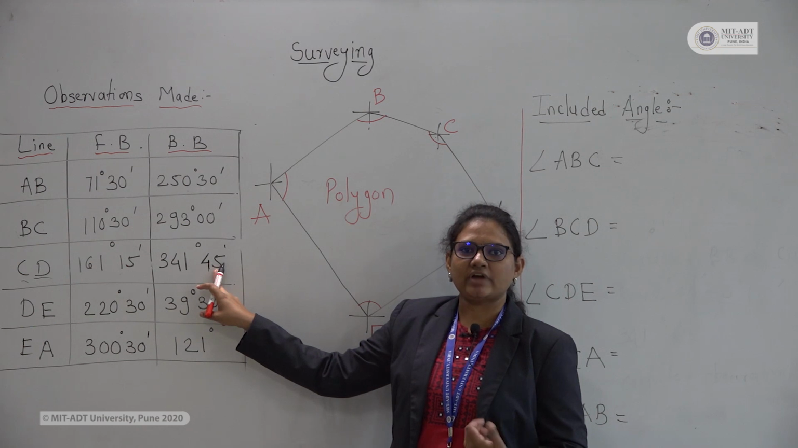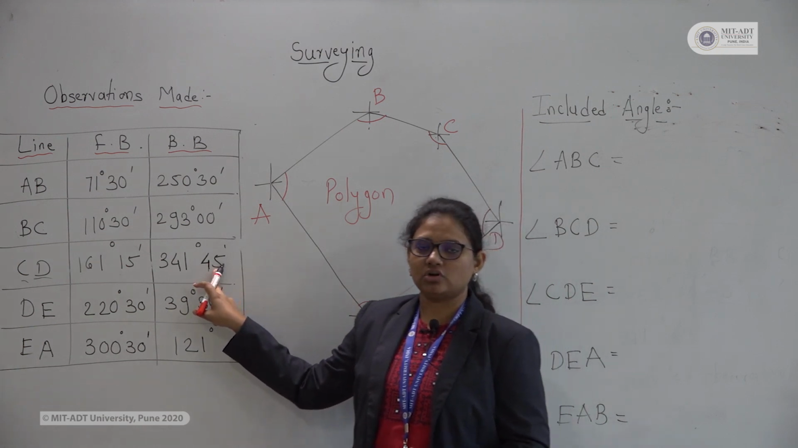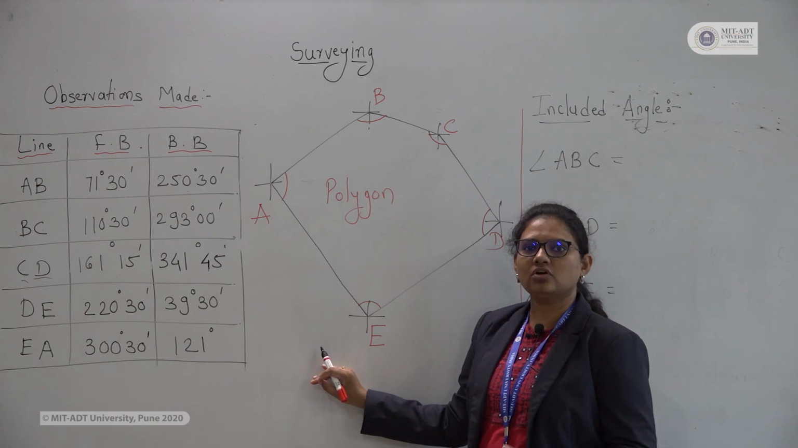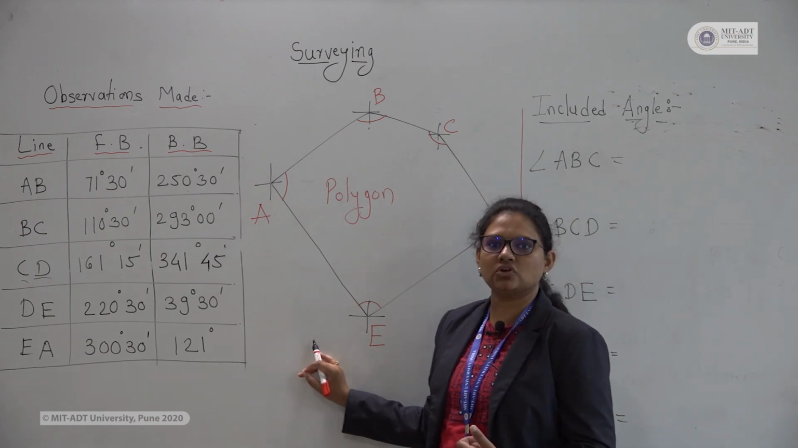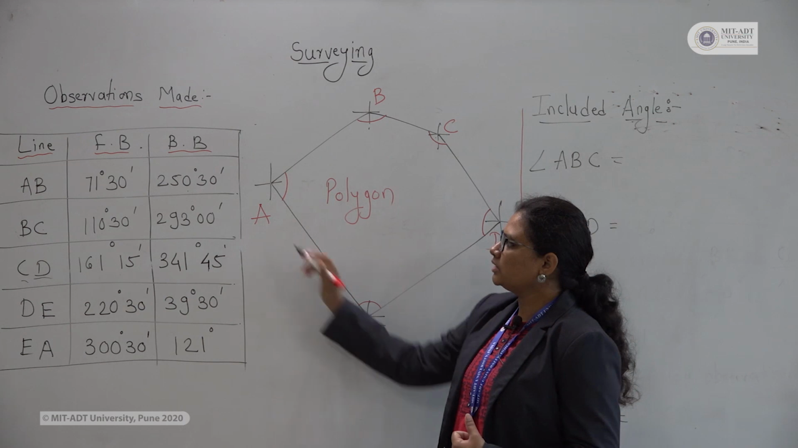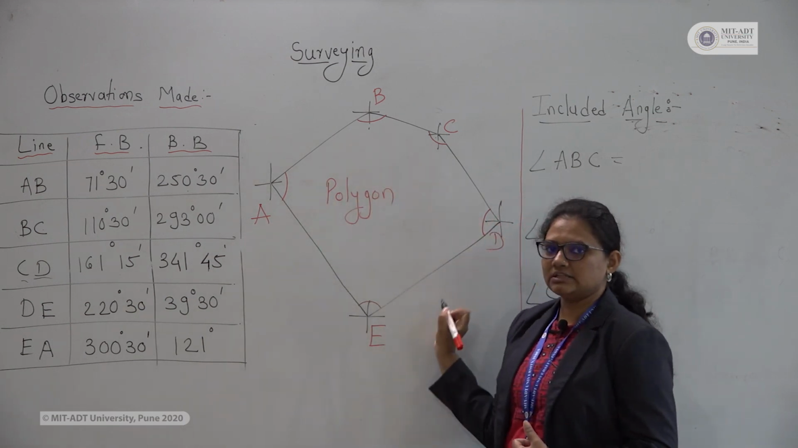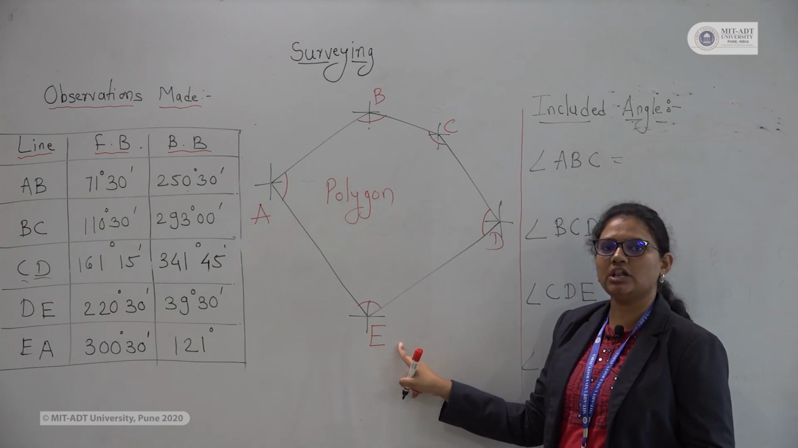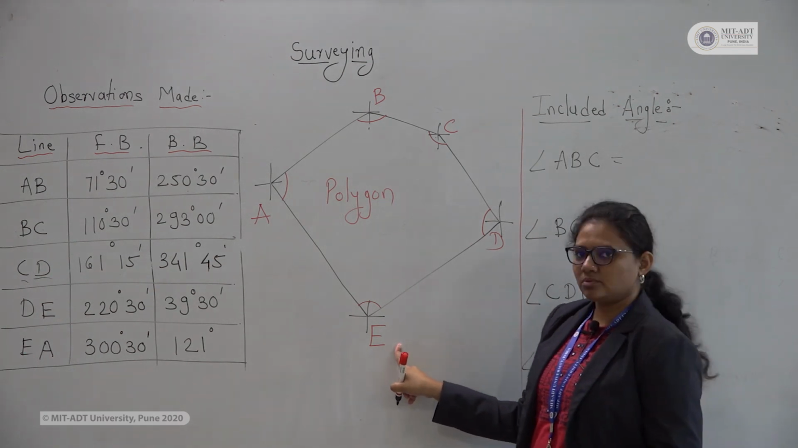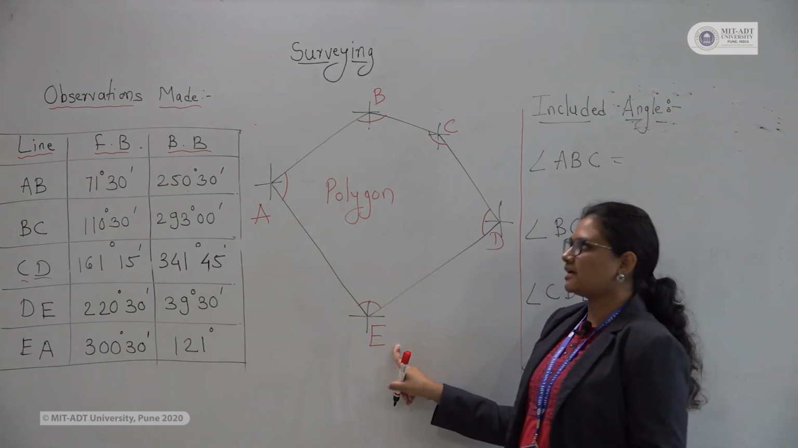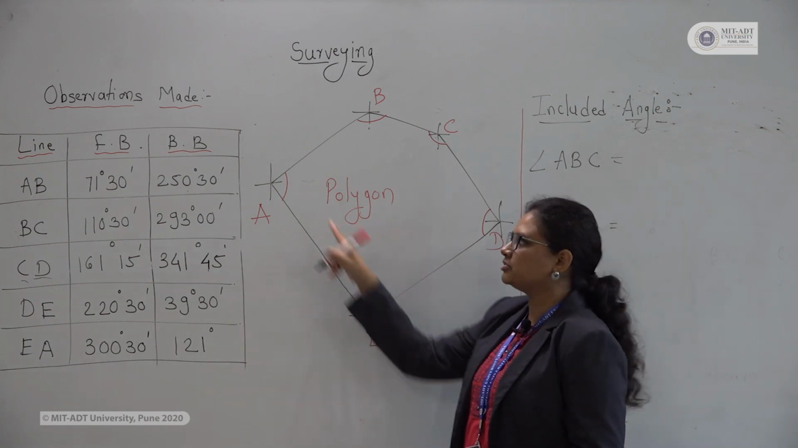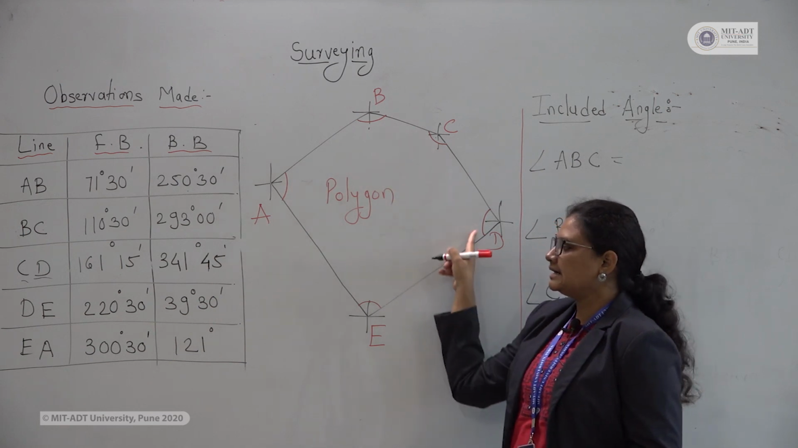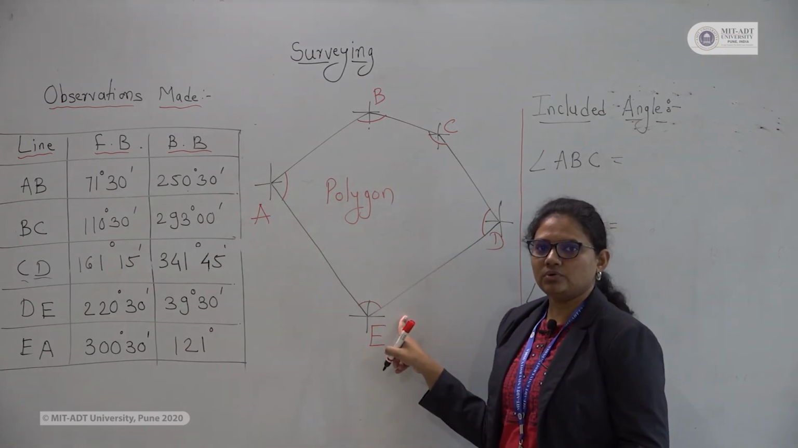So our next step to find the included angle is to draw a simple or rough sketch of a polygon, or of the different points which we have observed on the ground. On the ground we have located these stations like this: A, B, C, D and E. These are the locations of all stations. Now in this polygon, in this closed traverse, I have to find out the included angles between these different points. So angles A, B, C, D and E, which we have to find out.